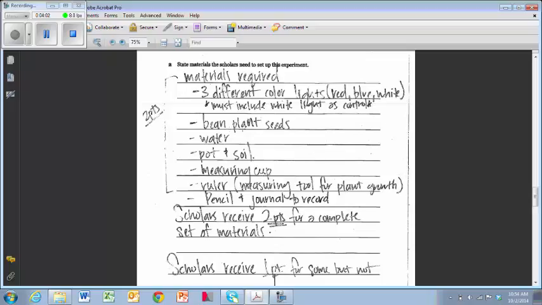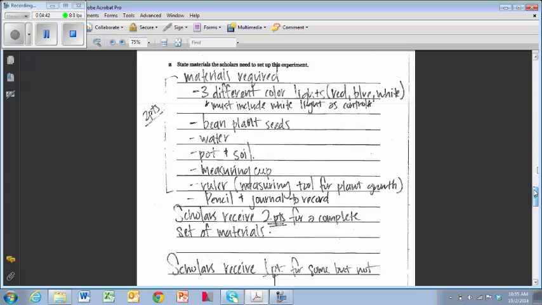So if scholars give you a complete set of materials, this is worth 2 points. If they include some but not everything, so for example, let's suppose they write the list and they just completely leave out that they would need bean plant seeds, they would only receive 1 point because their materials list is incomplete. If they only write something like they only need 3 different colored lights, or there's something that's very inappropriate for the question that they were given, like they don't identify anything that could relate to that experiment, that would receive 0 points.